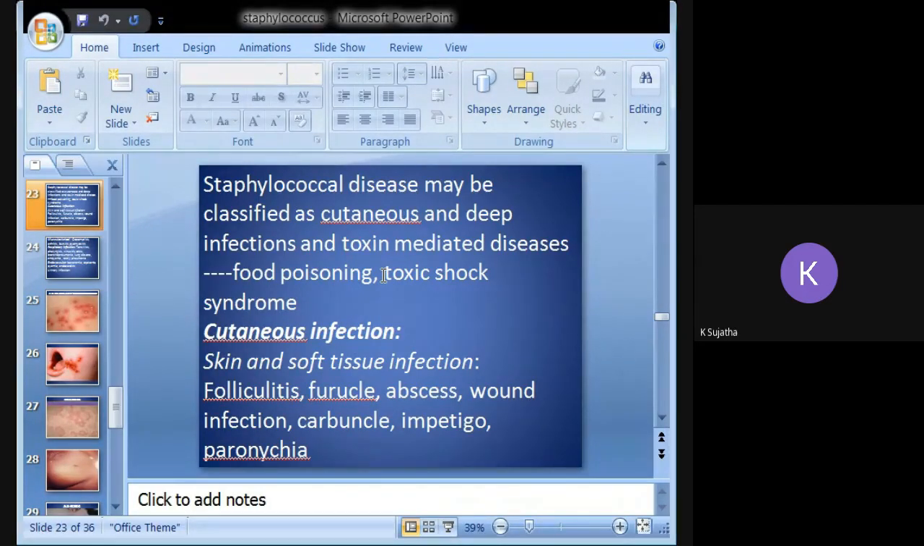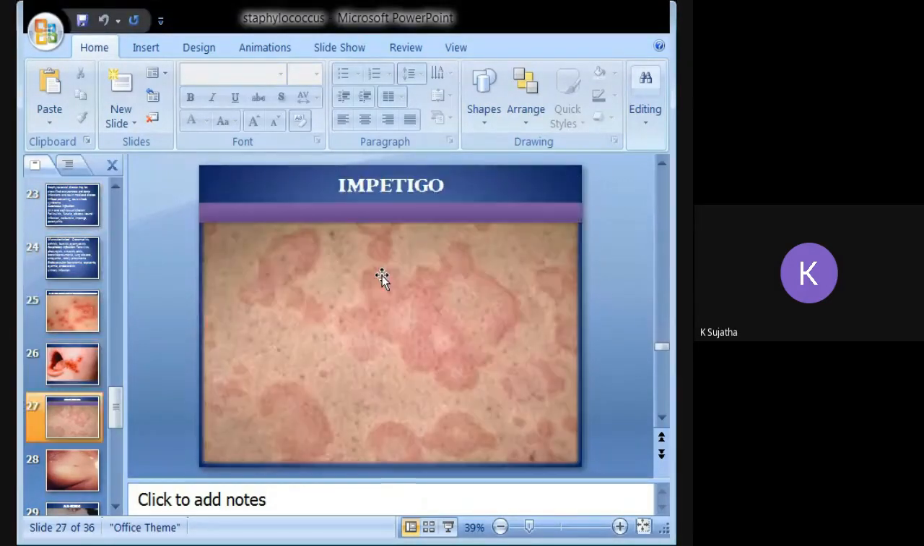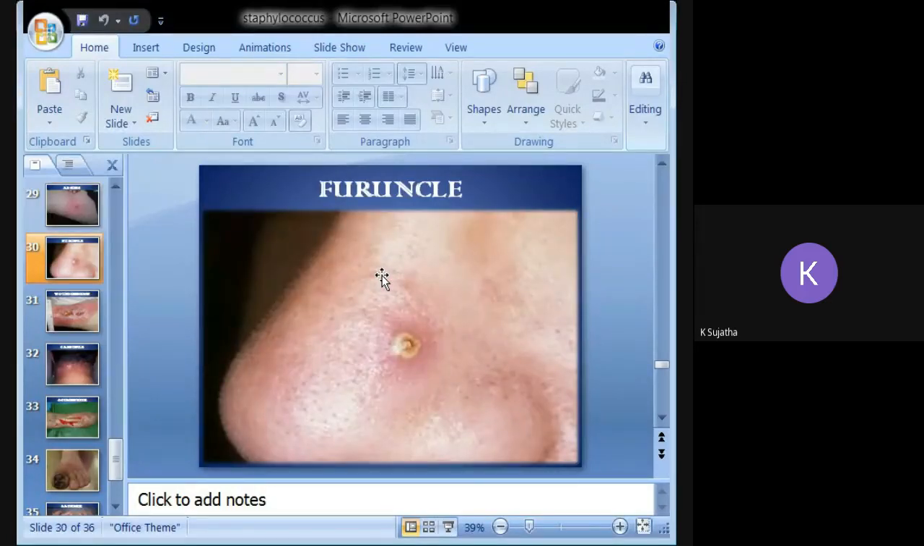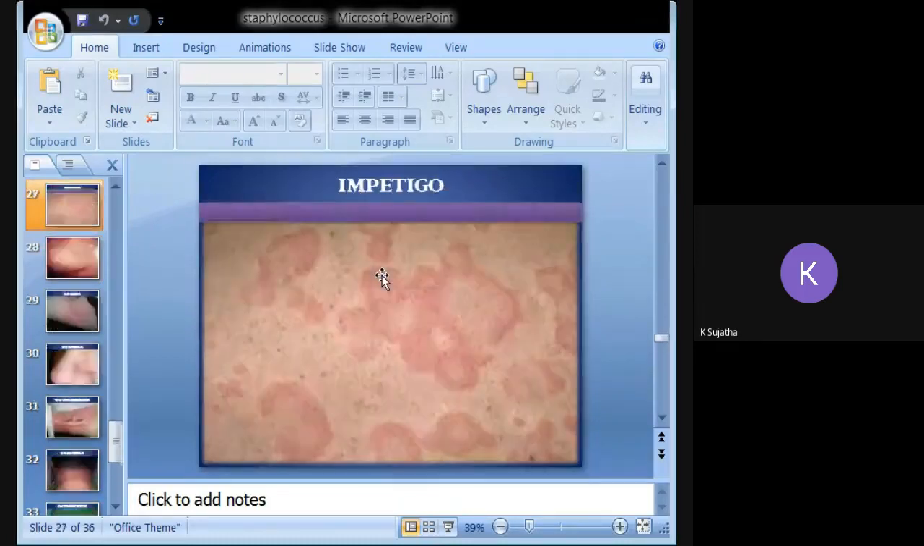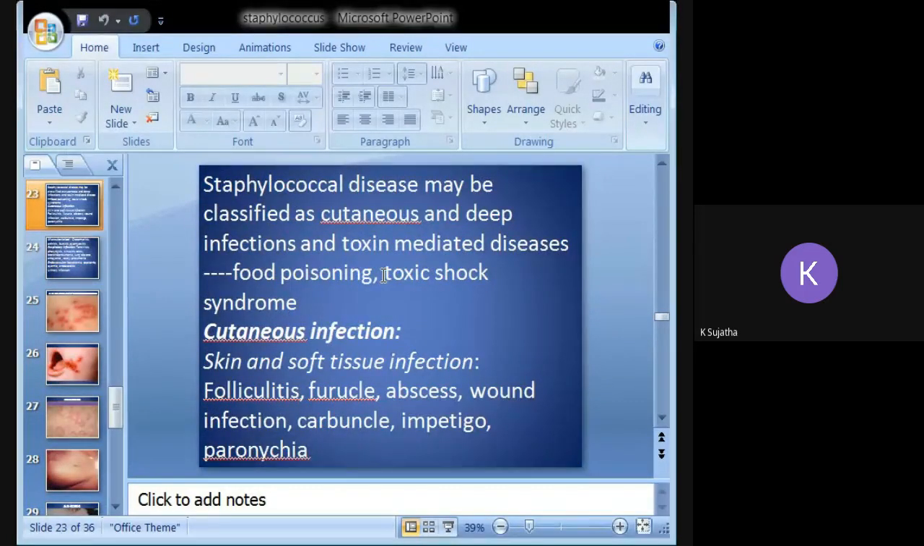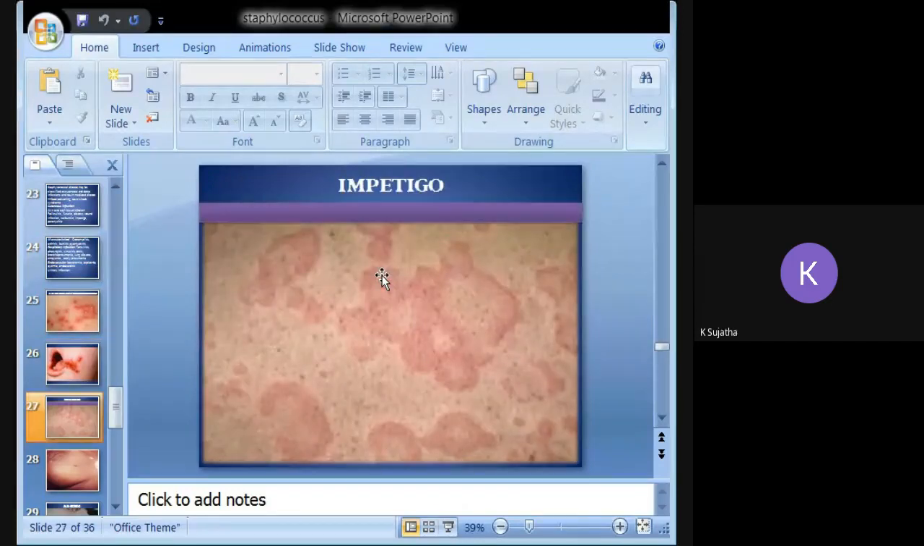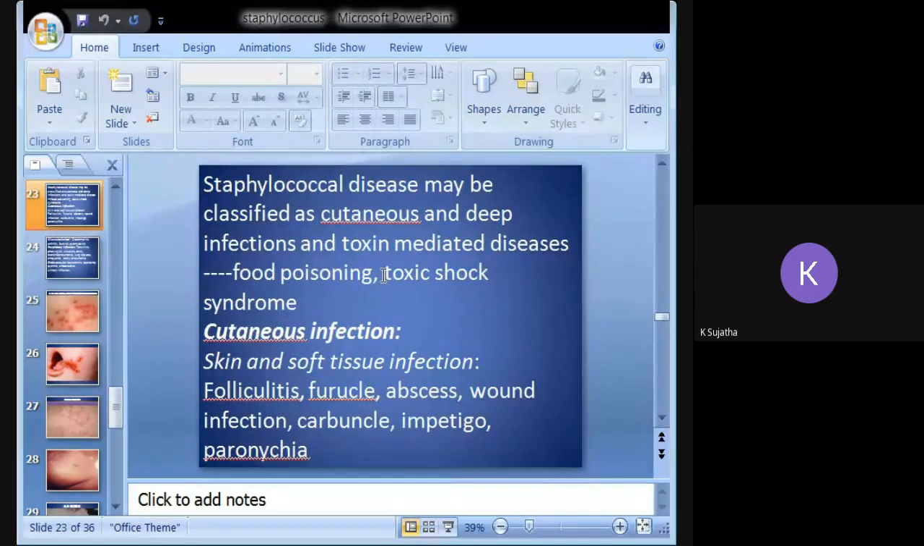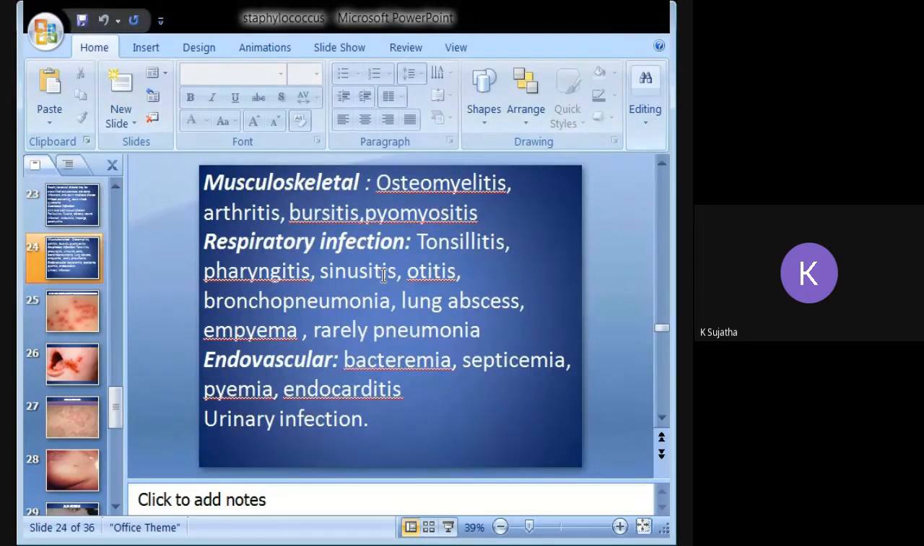Okay. Next, pharyngeal, like a boil. This is the boil. Next one, carbuncle. Wound infection. Carbuncle is also called a group of boils. Impetigo, this is also this one. Red rashes, mainly seen in children. Next, paronychia. Paronychia means inflammation or infection of the tissue of the nail, mostly the fingernails. This is present in nails.